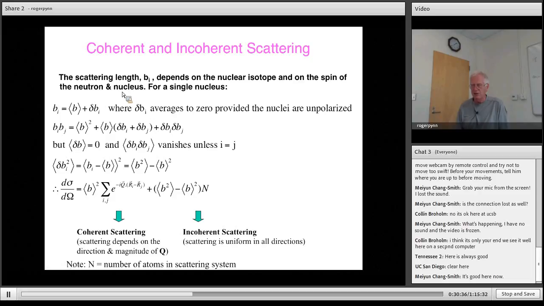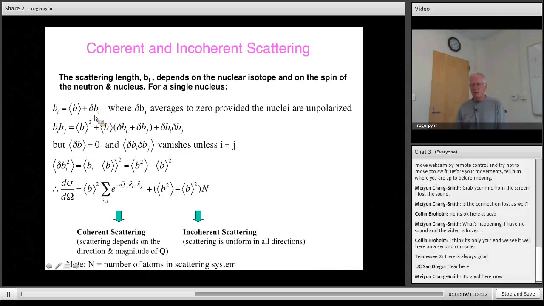You may have been through this before, but it's perhaps useful to go through it again. If we just define this scattering length b_i is equal to its average value within the sample plus some small increment, which depends upon the site i in the crystal that we're dealing with, then of course the average of this thing, the delta b_i over the sample, is going to vanish.